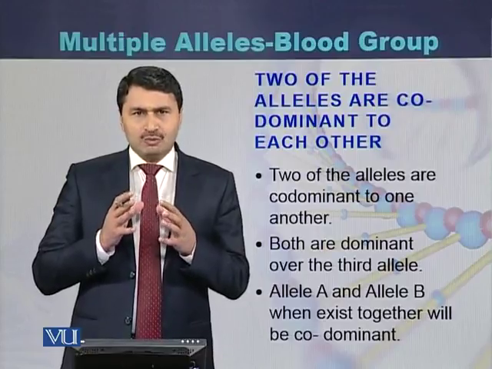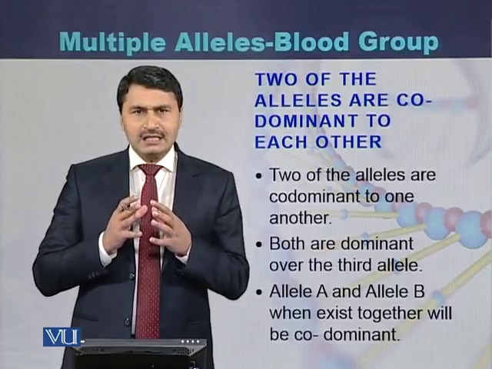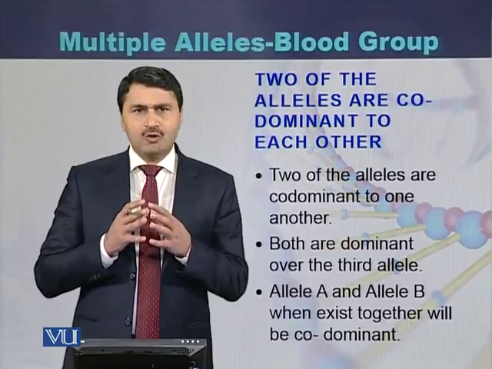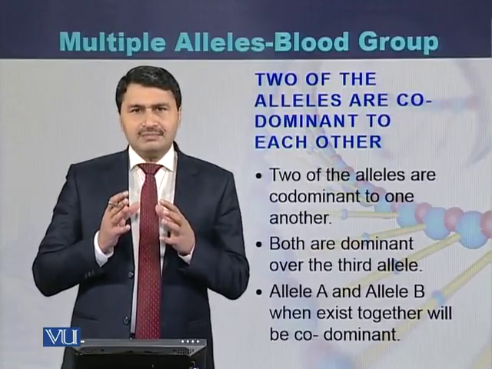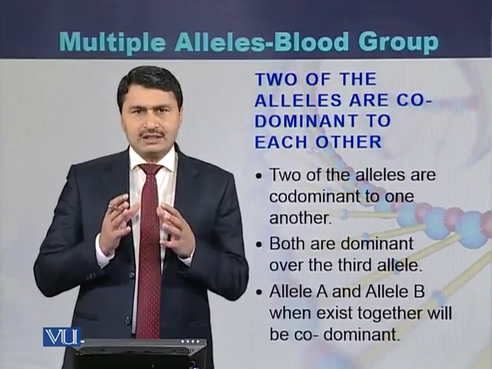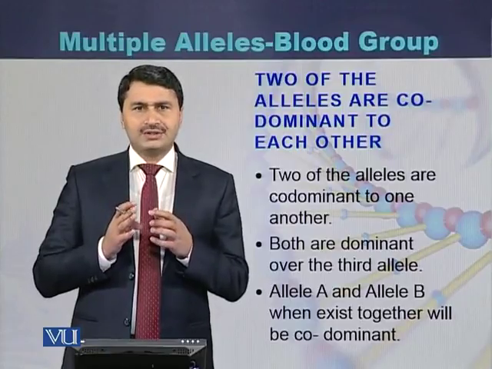While both allele A and allele B are dominant over the third allele. Allele A and allele B, when they exist together, it is called codominance.